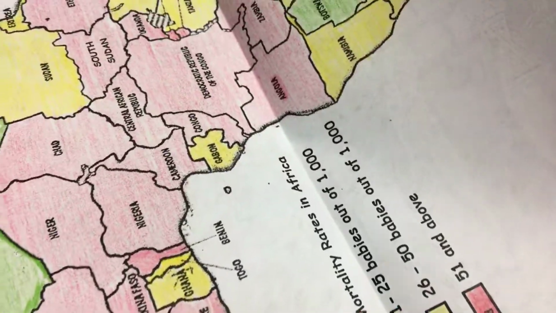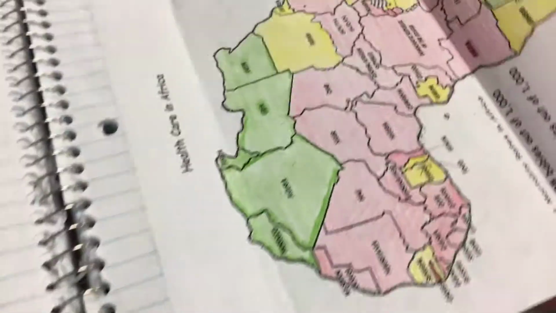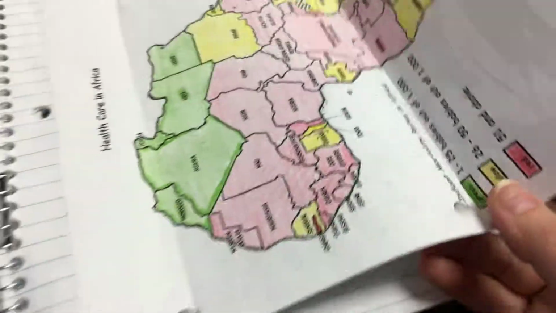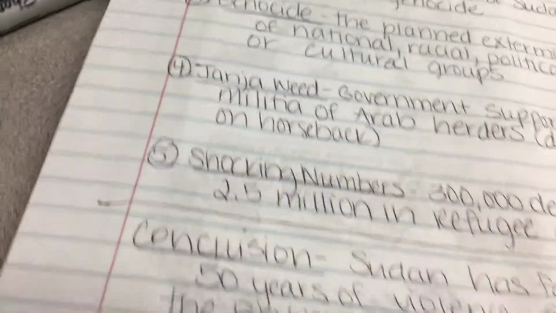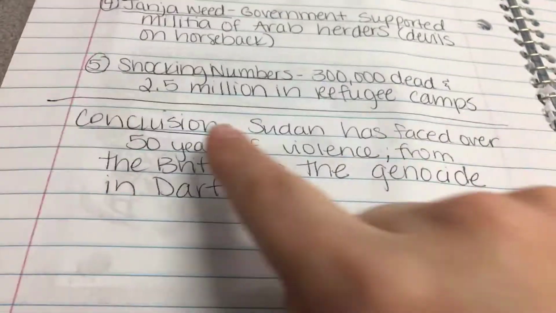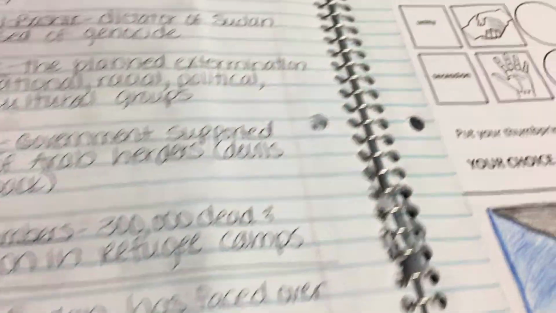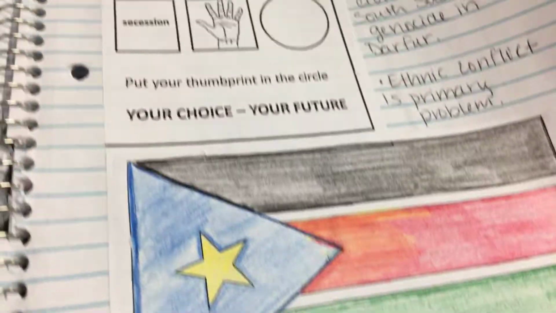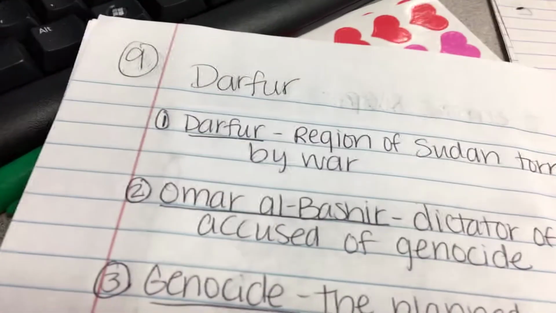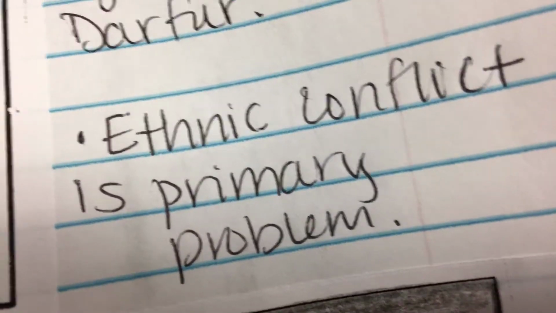We have healthcare in Africa. You need to think about those words, developed, developing, and underdeveloped, as well as about what this means about the quality of healthcare in Africa. Notes about Darfur. You need to know the word genocide. And you need to know that Sudan has faced 50 years of violence. With South Sudan, make sure you understand that South Sudan and Darfur are not about religion. They're about ethnic conflict.